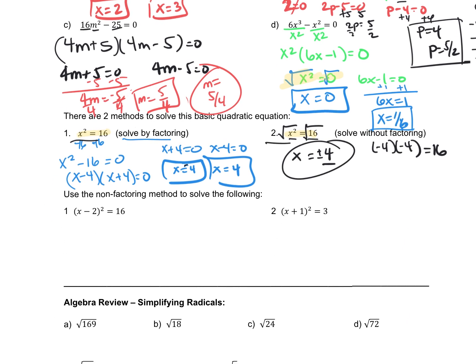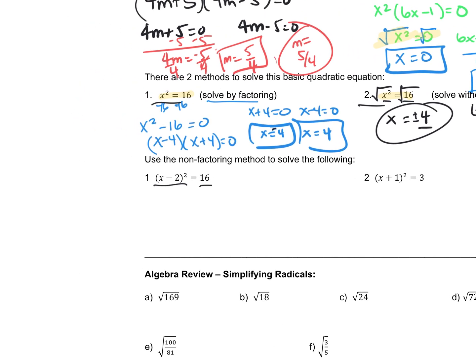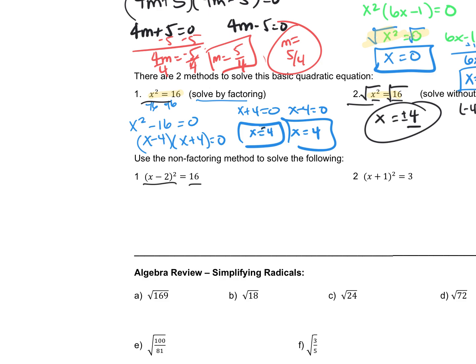All right, so let's try the next part. We're going to use the non-factoring method to solve the following. Now, if you noticed up here, number 2, it was something squared equals a number, okay? So I need something squared equals a number. It doesn't matter that I have an x minus 2. The whole thing is in parentheses, so it's all being squared. So now, since I have that, I can do what I did earlier, and I will take the square root of both sides. So x minus 2, quantity squared, is just x minus 2. Square root of 16, though, is plus or minus 4. Now, remember, we have two answers, two solutions.